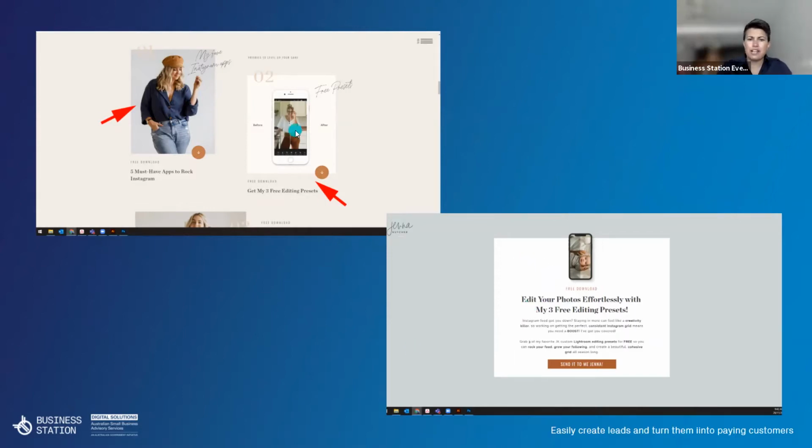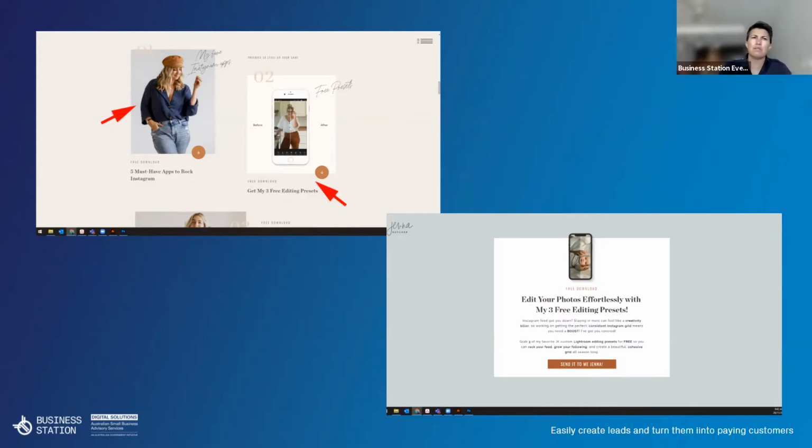Now, as we scroll down through her website, we get to this section which is freebies, basically. So we read a little bit about her. She's got a couple of other lead capture points through the site. But then we get to this section, which is free downloads. So, 5 must-have apps to rock Instagram.